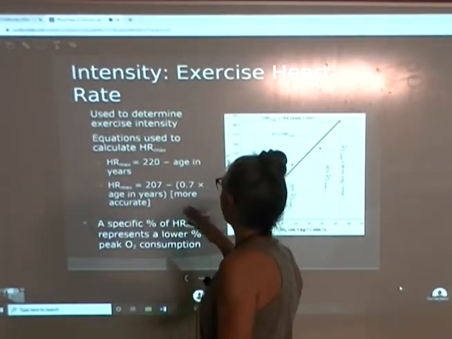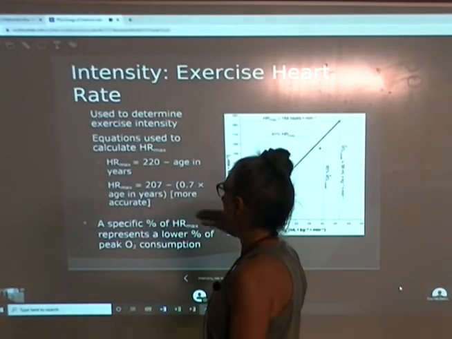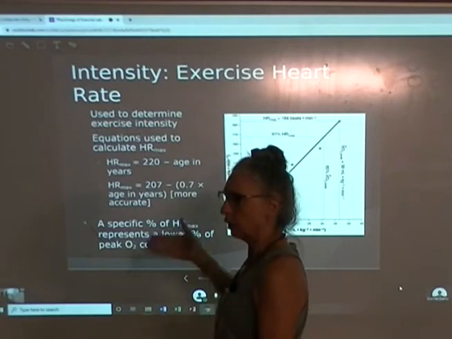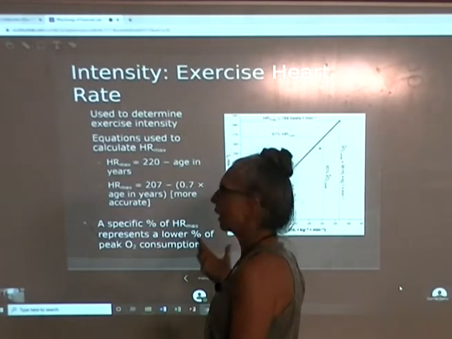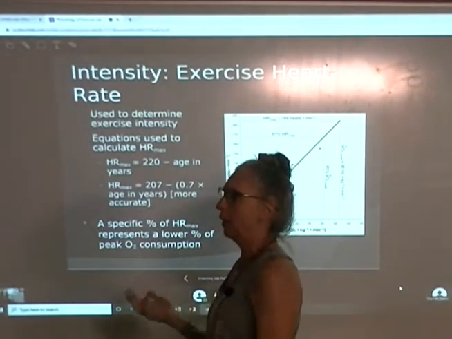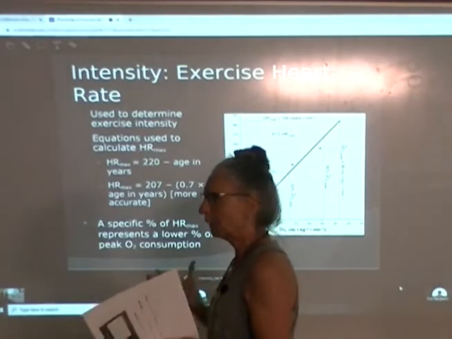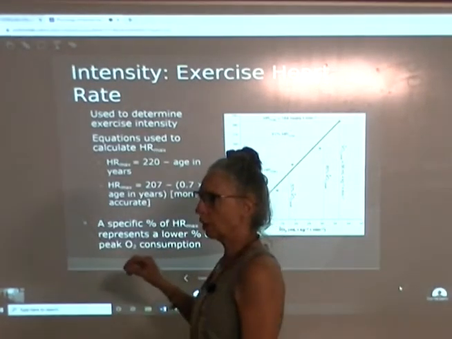error. So, for example, one that you can find is 207 minus 0.7 times your age. That's going to be more accurate. If you just Google it, there's a 208 minus something times your age, right? So there's a couple of different ones out there that have more calculation involved.